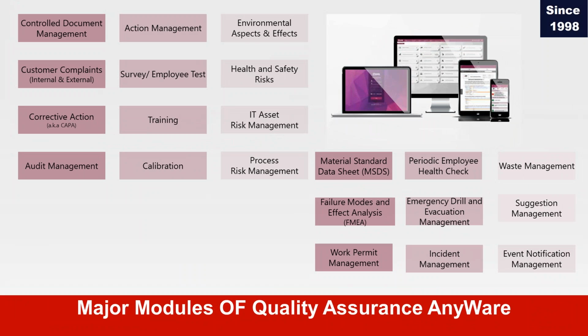One of the advantages of the system is that it is modular. There are more than 30 modules available of Quality Assurance Anywhere, and you can pick and choose what module you like. That may be based on what quality management system you are complying with, and also on what you would like to digitize at your organization.